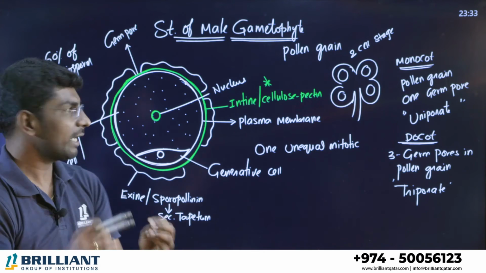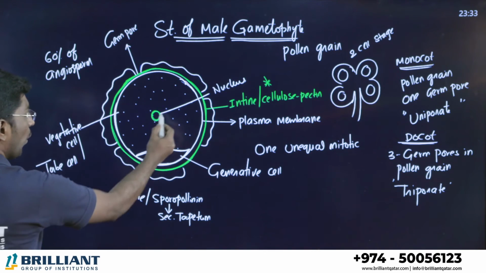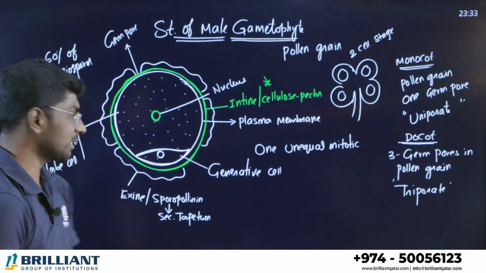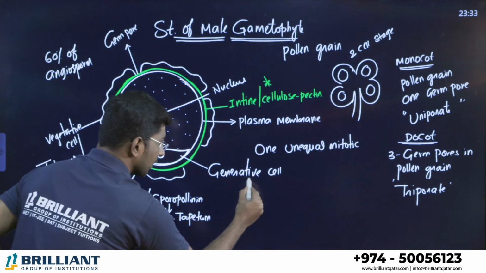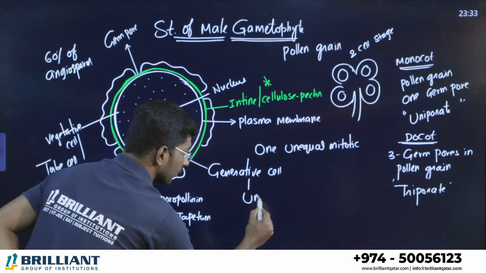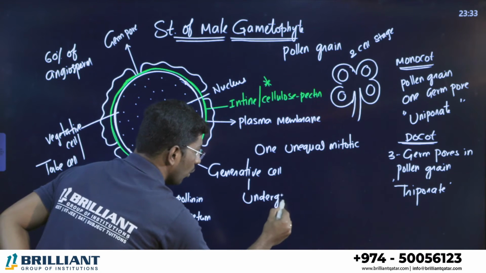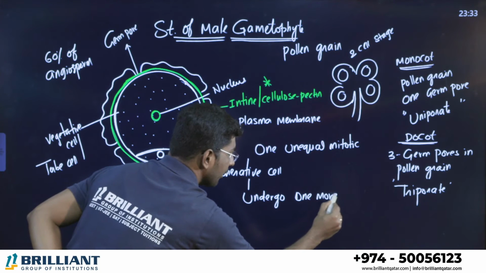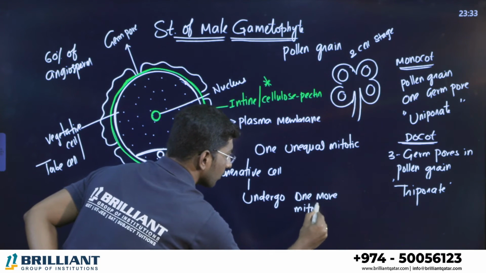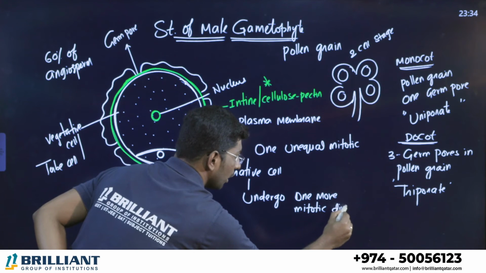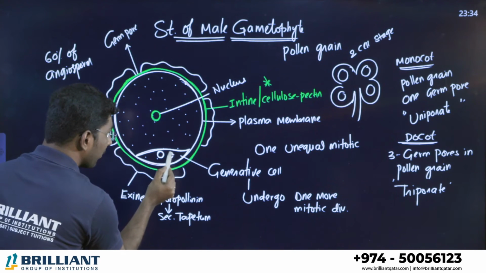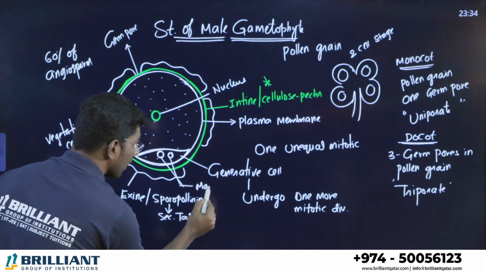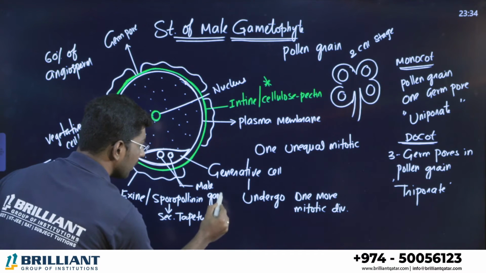Look here. Once the pollen grain is dropped on the stigma, after the pollen grain reaches the stigma, this generative cell undergoes one more mitotic division to form 2 haploid male gametes. These are called male gametes. Keep that in your mind.